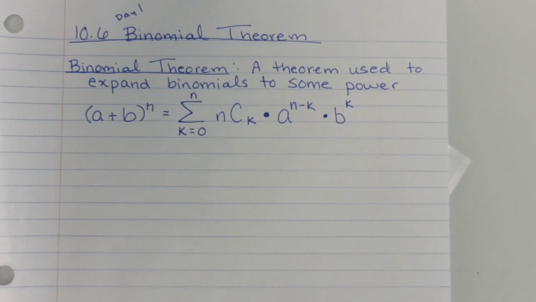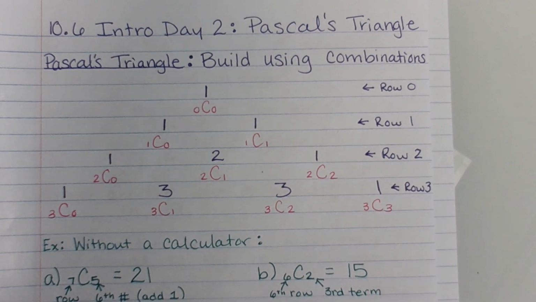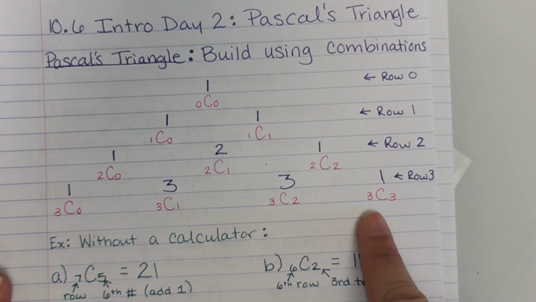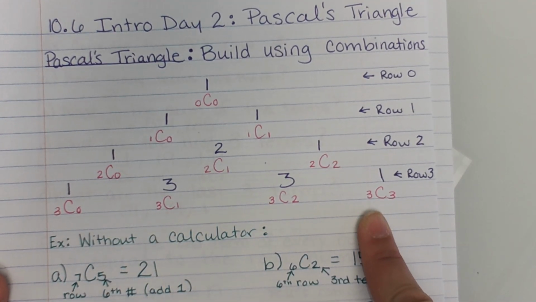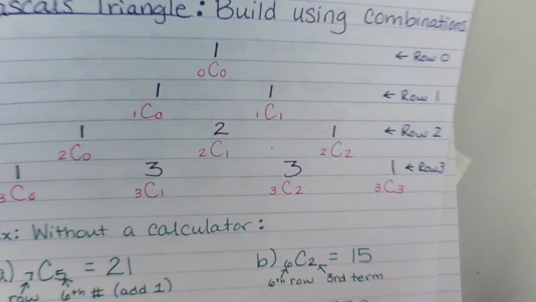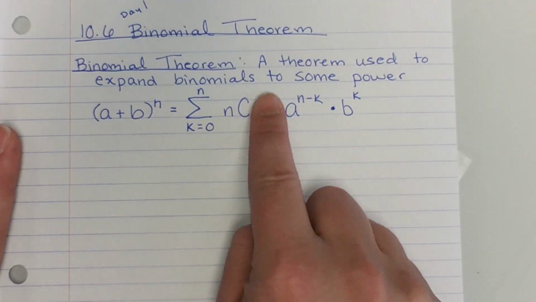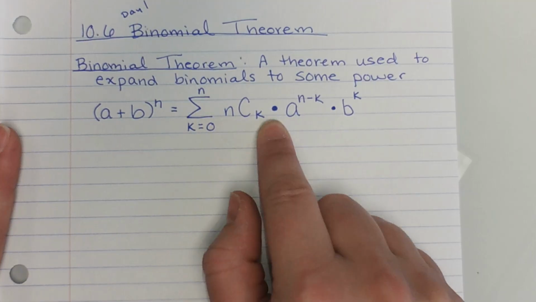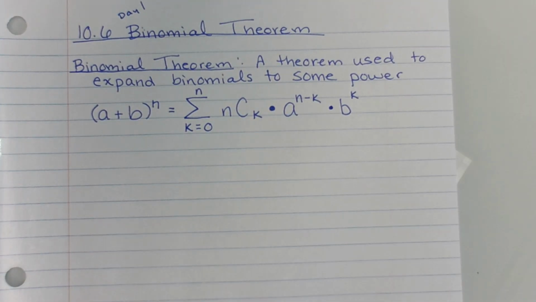Where have we seen a pattern of combinations where it just increases by 1 in the r value before? Pascal's triangle. So this piece tells us to do Pascal's triangle, because Pascal's triangle has already done all the combinations for us. It saves us the extra math.